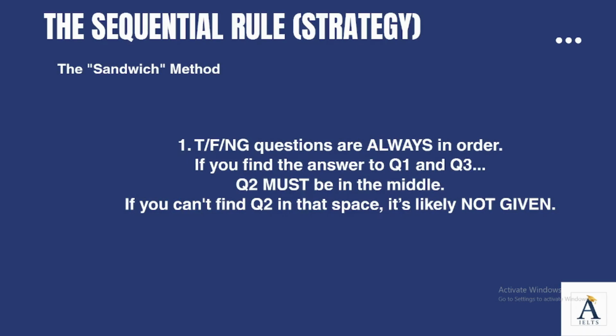Now, how do we find these fast? Use the sandwich method. True, false, not given questions are always in order. If you find the answer to question 1 and question 3, question 2 must be in the middle, the filling of the sandwich. If you look in that specific area and the information isn't there, don't waste time looking at the rest of the piece. It is likely not given. Trust the order of the test.